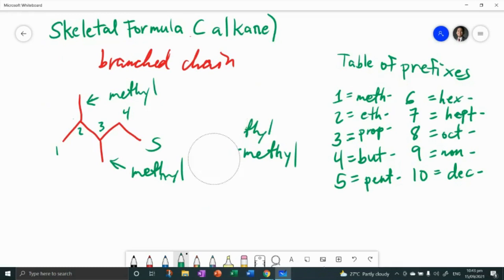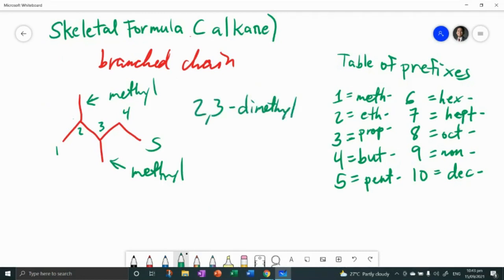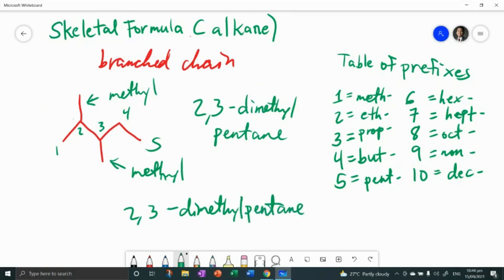So, we must write the 2, 3 dimethyl. So, ayan po yung kanyang pangalan. And then, since 5 present carbons ang nakita natin sa skeletal formula, pangalanan natin siyang pentane. So, ang pangalan sa kanya is 2,3-dimethylpentane. Dapat magkadikit sila ng konti at magkasama bilang isang word. Ayan. So, ganun naman po kasimple ang pagpapangalan natin ng skeletal formula.